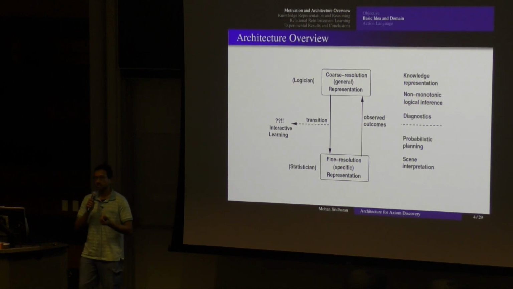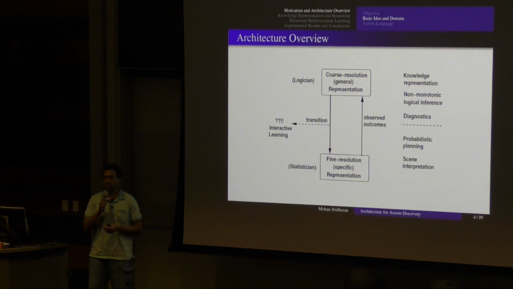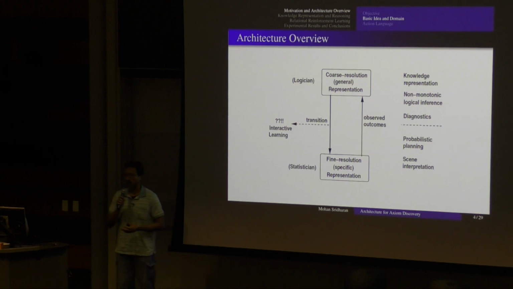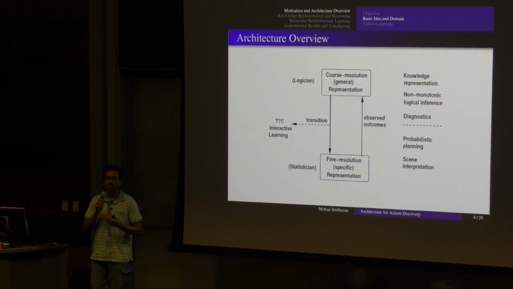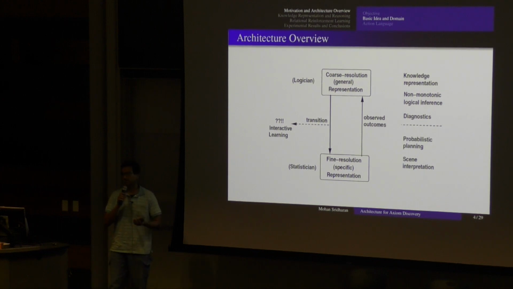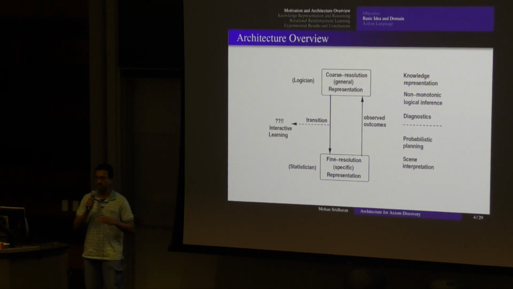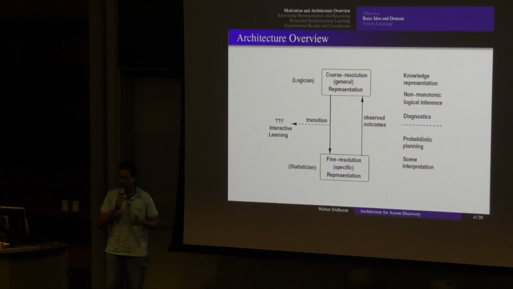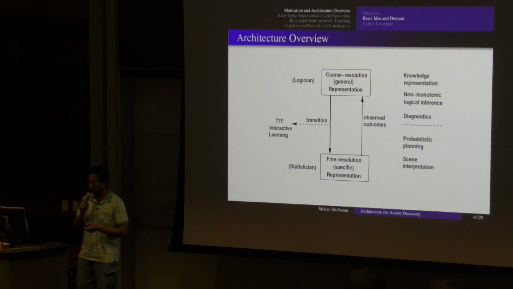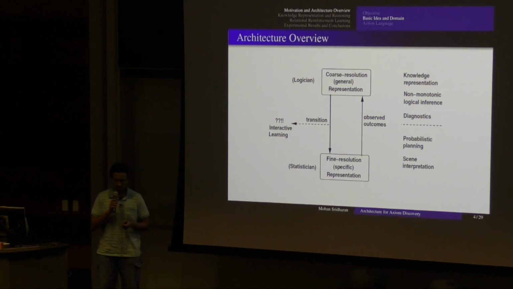That transition is sent off to the statistician, who is going to work with a fine-resolution description of the world and is going to do probabilistic planning, like visual perception, scene understanding, and stuff like that. And whenever the statistician has something to report, the observed outcomes go back to the logician. So that is closing the loop. Right? Okay, and this, if you notice, includes reasoning with incomplete knowledge, planning, learning, all those nice things that we like. So what is different, or what is interesting here?